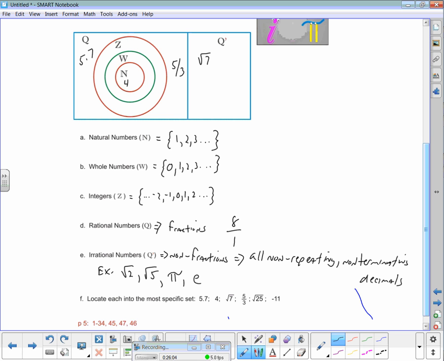Oh, be careful here. What's the value of square root of 25? The square root of 25 is 5. Oh, that's a natural number. It's kind of disguised. It's got a disguise on. Look out. It's just a natural number, right? You got to think simplify. And then negative 11: natural, no. Whole, no. Integer, yes. Negative 11 is an integer. All right, that's the idea.